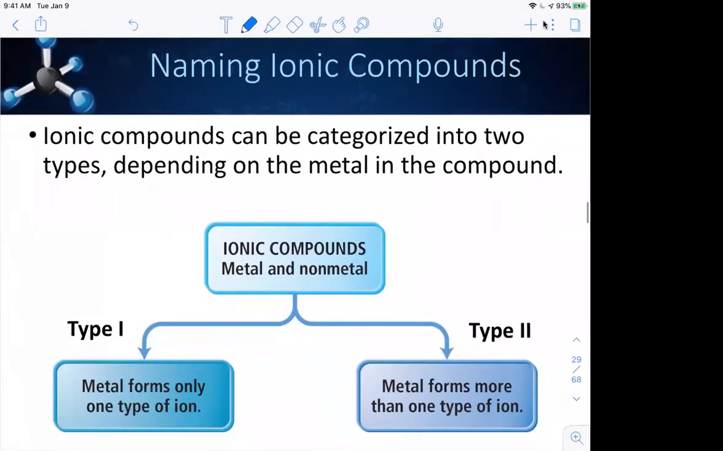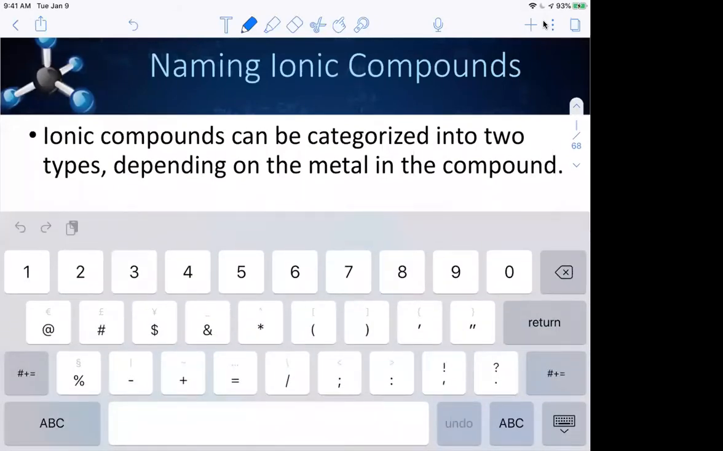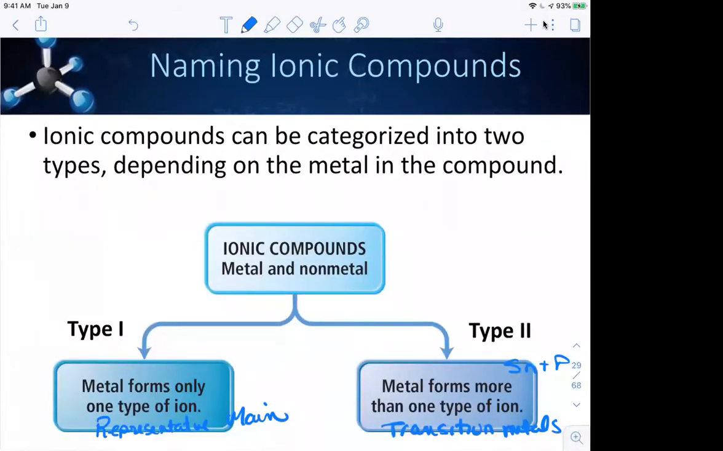So let's look at the more simple case. Naming ionic compounds. There are two types. Type 1 is where the metal forms only one type of ion. This is from my representative or main group elements. And then type 2 are from my transition metals, and tin and lead. Those guys are up there as well, tin and lead.